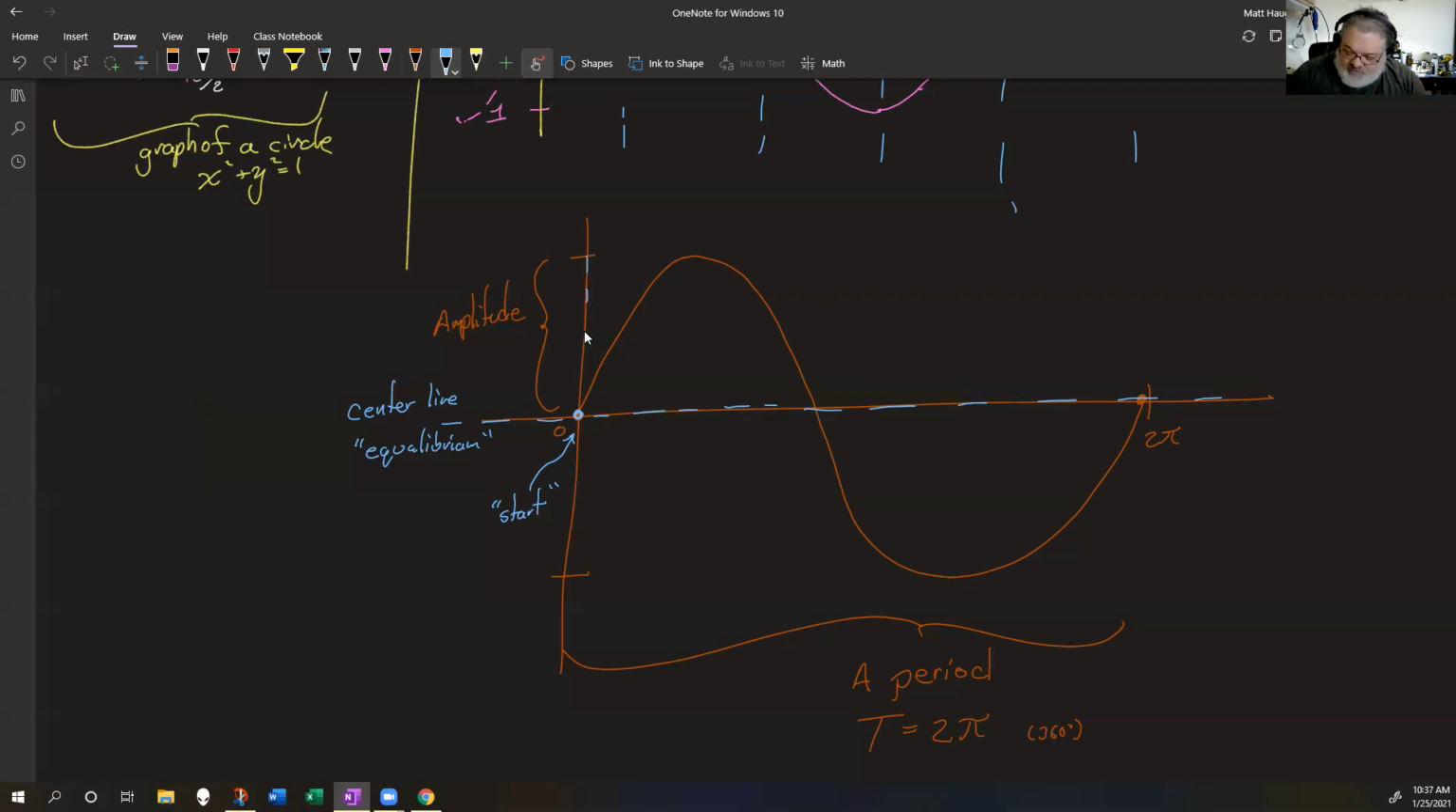But those are the four big things we're going to be looking at whenever we try to decide what is the function that we're graphing. We're going to be looking at what is its amplitude, where does it start, how long is it, and where is it centered.